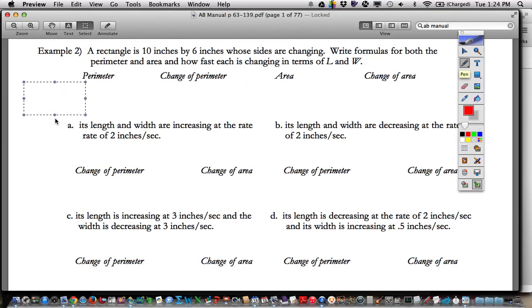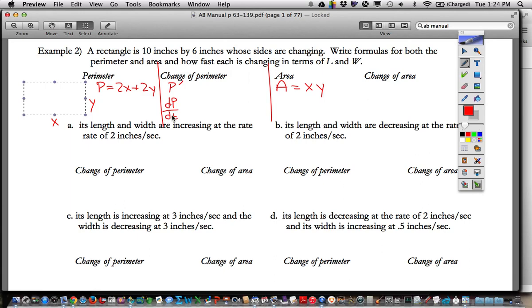For example, in this particular problem, let's call the sides x and y. What would be the formula for the perimeter of this rectangle? 2x plus 2y. And what would be the area? x times y. But if I wanted to know how fast the perimeter is changing, what would be the rate of change of the perimeter? That would be p prime, or dp/dt, that kind of a p prime, right?